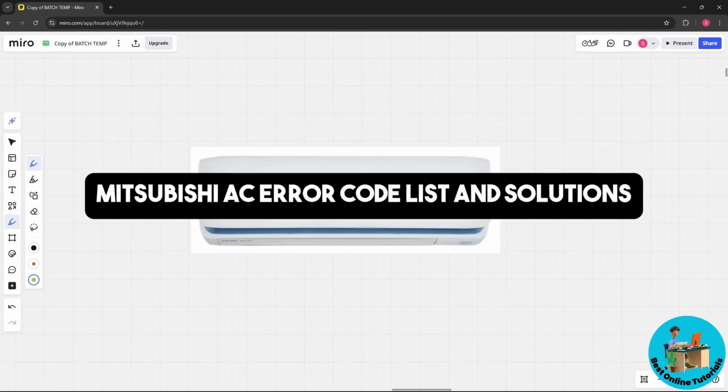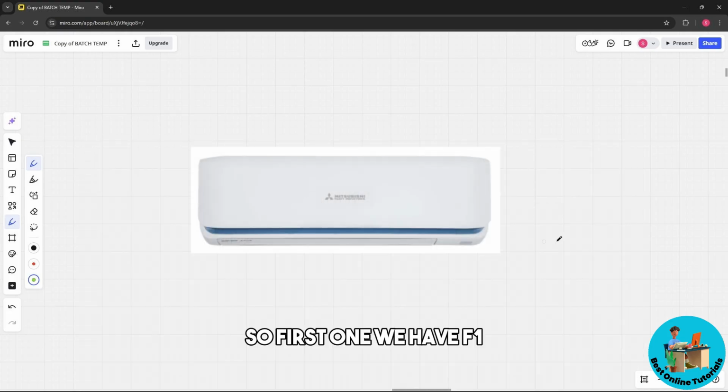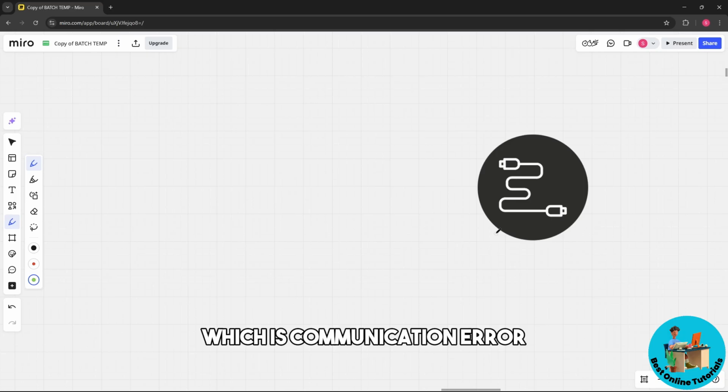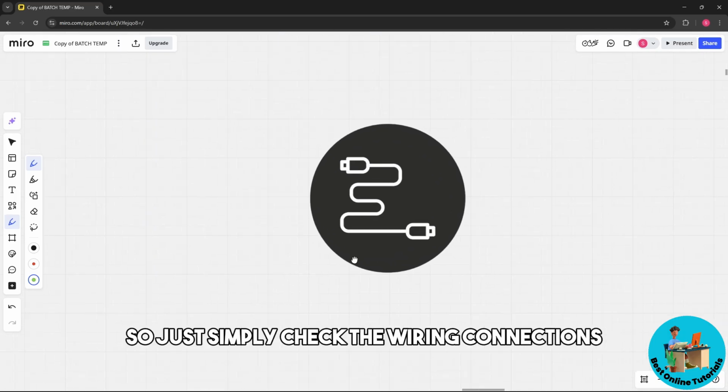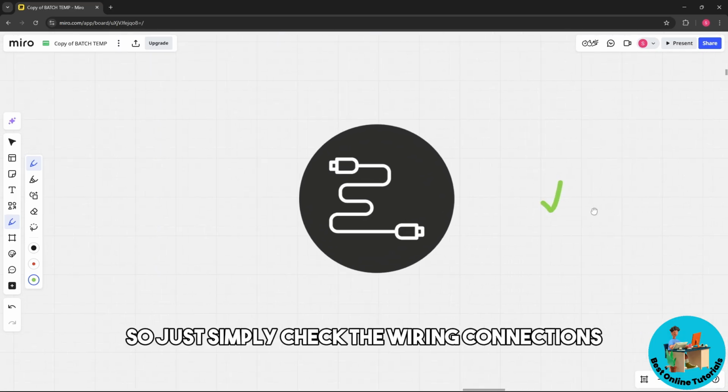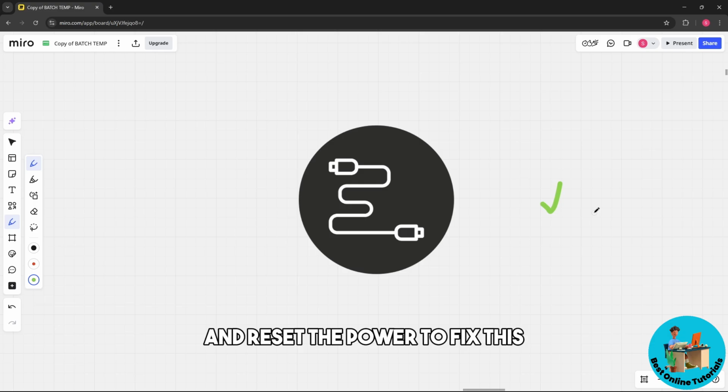This is Mitsubishi AC error code lists and solutions. So first one we have F1, which is communication error. So just simply check the wiring connections and reset the power to fix this.